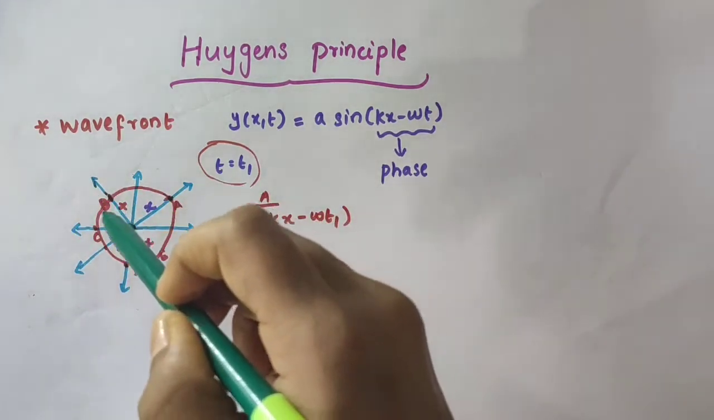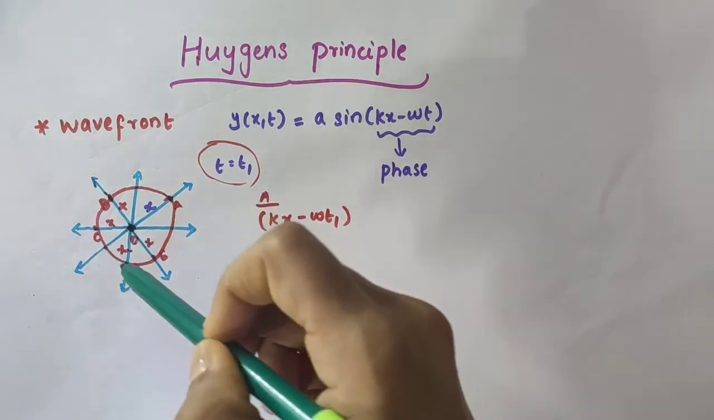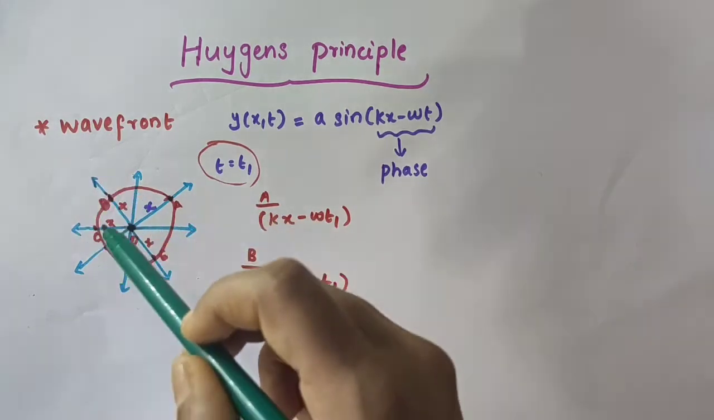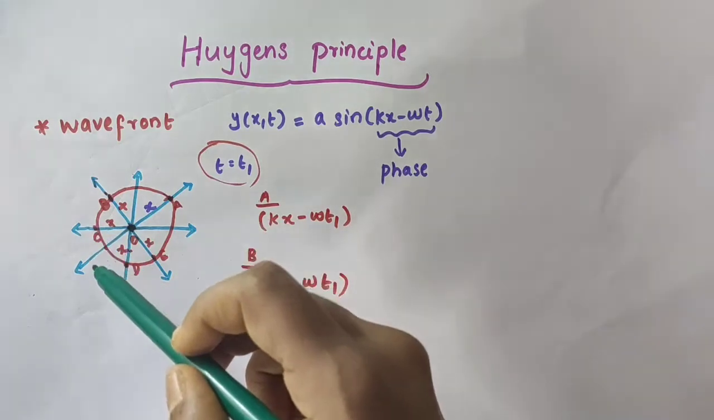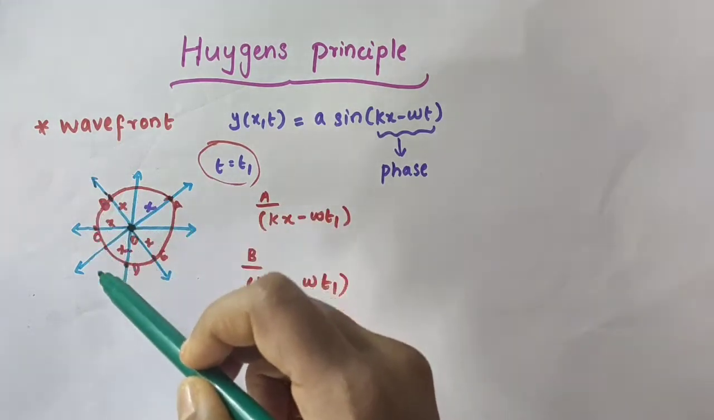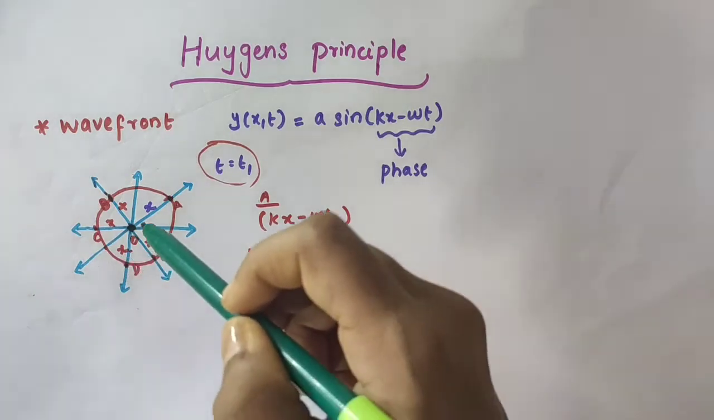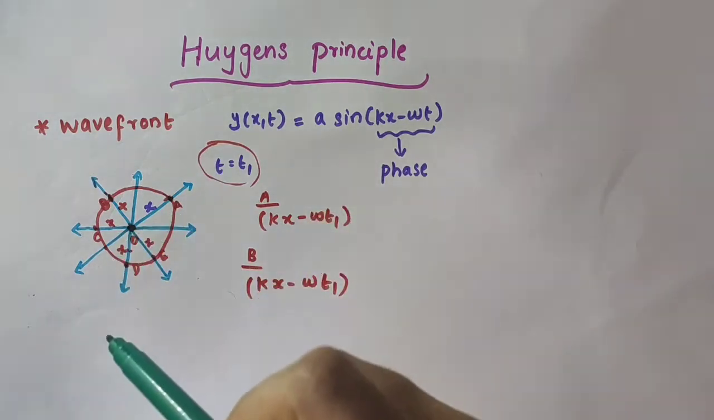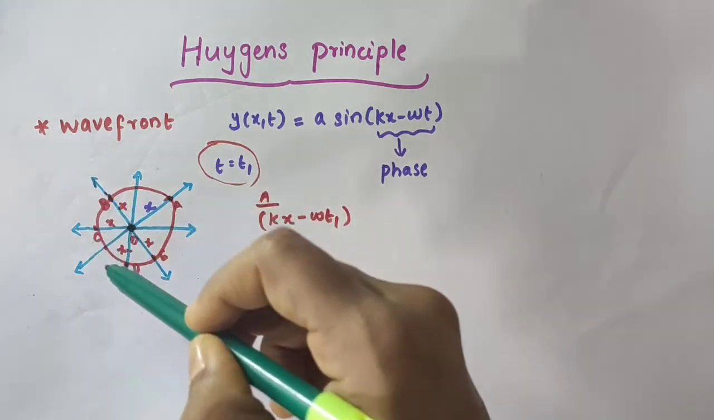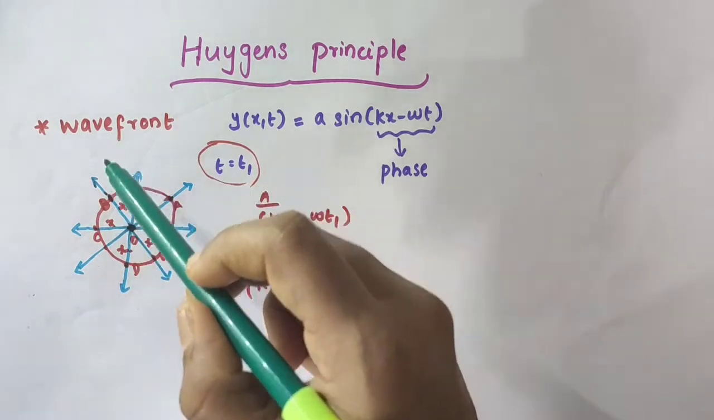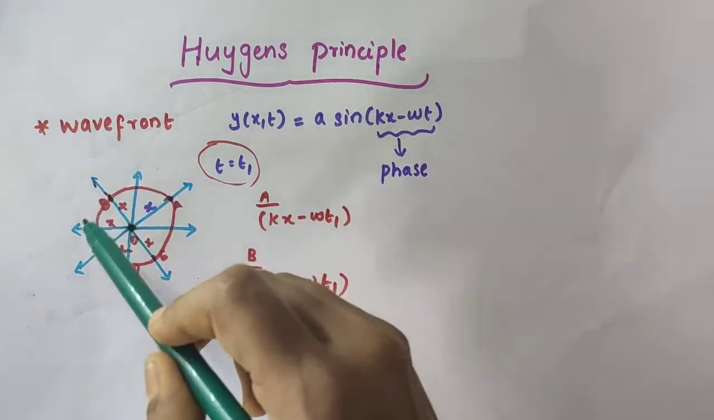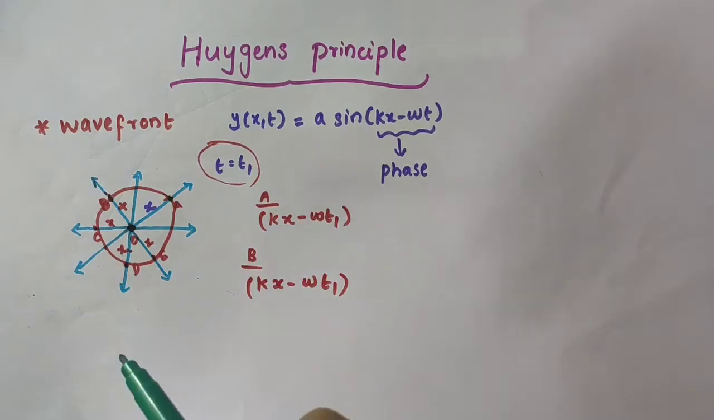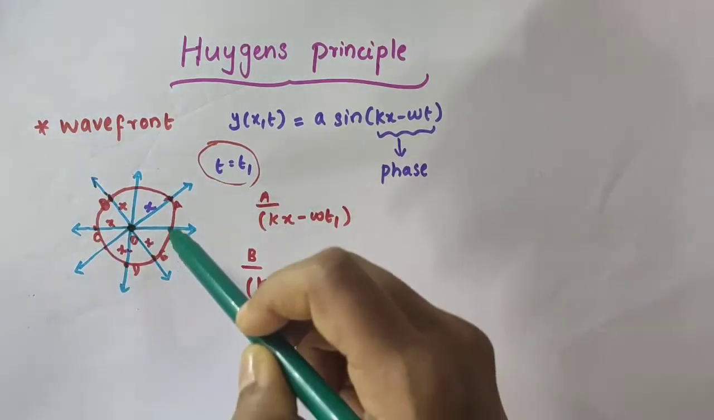Such a locus of points or plane which oscillate in phase is called a wavefront. That is, a wavefront is defined as a surface of constant phase. All these points are in phase. So if we join all these points, we will get a circle here, and all points on this circle are in phase. Everywhere on that surface, the phase will be a constant. So a wavefront is defined as a surface of constant phase.